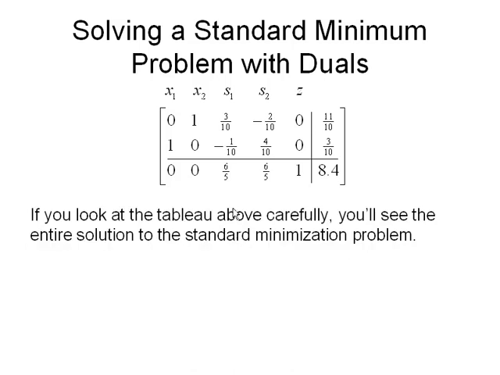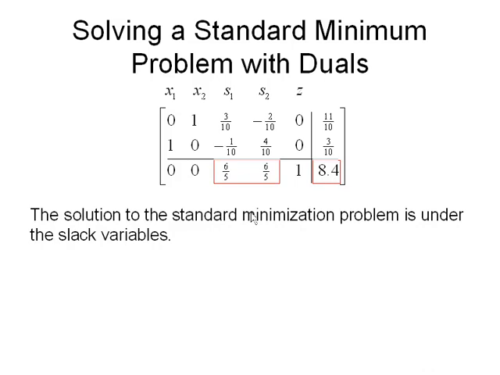But if you look at that tableau, our entire solution to the maximization problem here, remember we had that y1 was 6/5 and y2 was 6/5. Well, there they are. In other words, you're going to find the solution to the standard minimization problem underneath the slack variables, and it'll have the same z-value as the maximization problem. This means that once I've solved this dual problem, I also have the solution to the minimum problem. So we have that y1 is 6/5, y2 is 6/5, and that leads to 8.4.